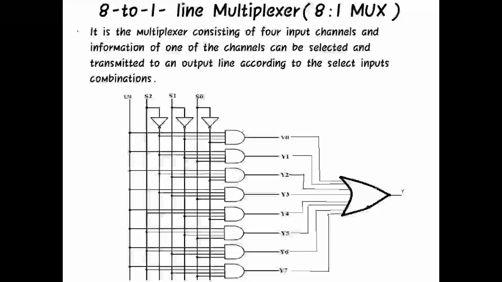Coming to the second AND gate, what is it? 0, 0, 1. Coming to the third AND gate, 0, 1, 0. Coming to the fourth AND gate, 0, 1, 1. Coming to the next AND gate, 1, 0, 0. Next 1, 0, 1. 1, 1, 0, 1, 1, 1. It is nothing but a 3 variable truth table. So this is the logic diagram of an 8:1 multiplexer.